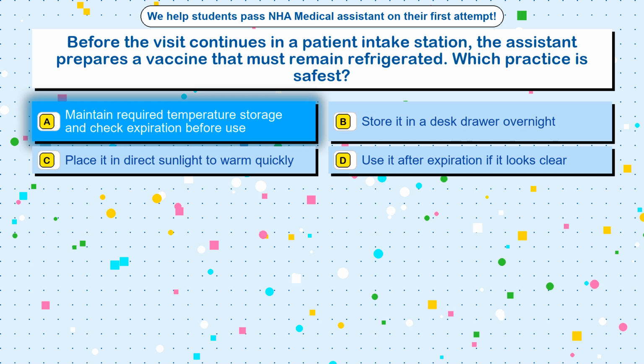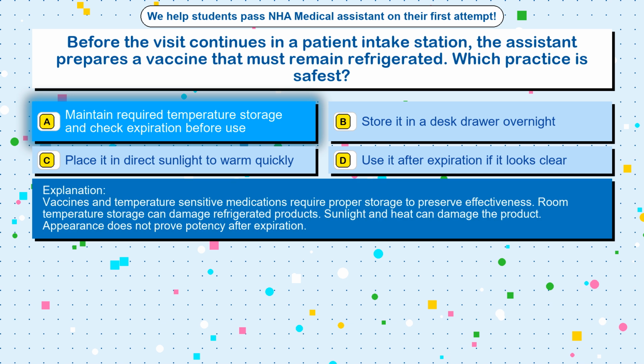The correct answer is option A. Maintain required temperature storage and check expiration before use. Vaccines and temperature-sensitive medications require proper storage to preserve effectiveness. Room temperature storage can damage refrigerated products. Sunlight and heat can damage the product. Appearance does not prove potency after expiration.